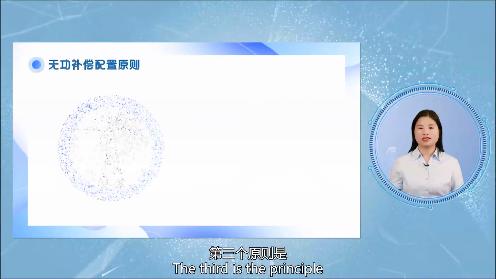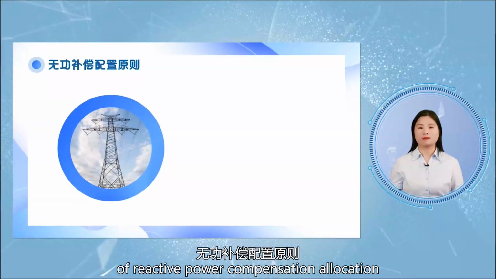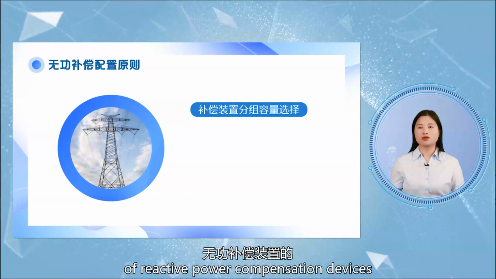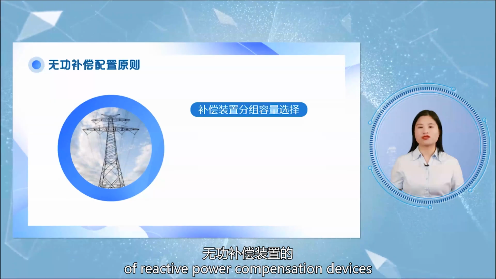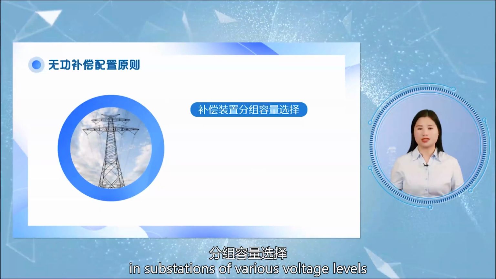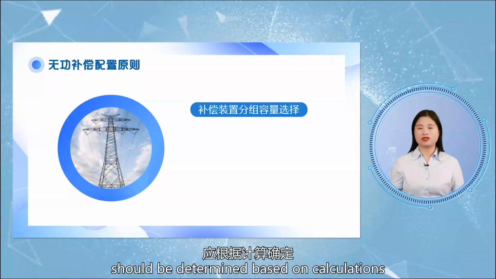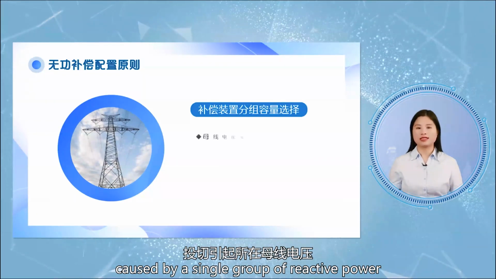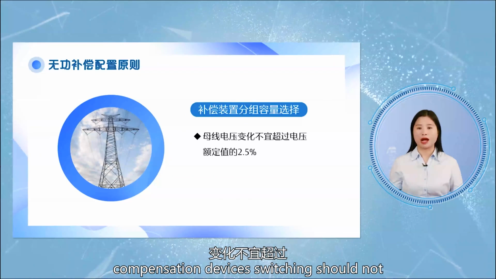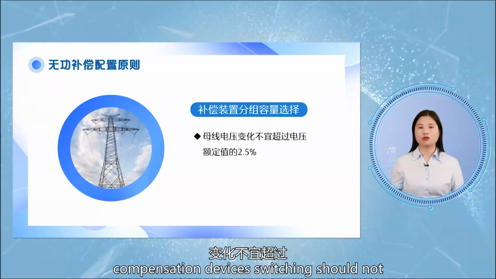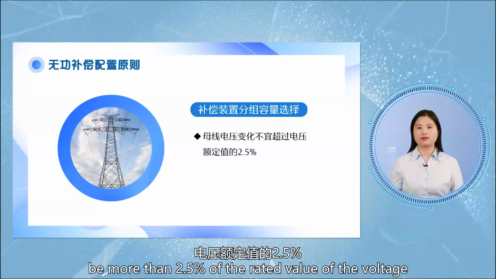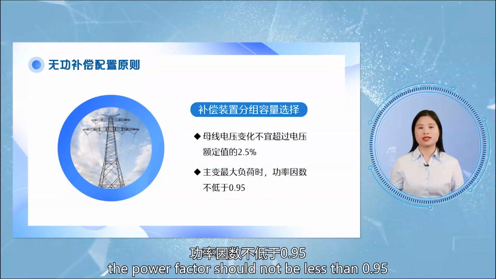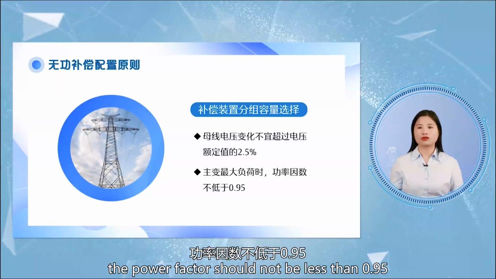The third is the principle of reactive power compensation allocation, which refers to the selection of the group capacity of reactive power compensation devices in substations of various voltage levels should be determined based on calculations. The maximum voltage change of the busbar caused by a single group of reactive power compensation devices switching should not be more than 2.5% of the rated value of the voltage and meet the maximum load of the main transformer. The power factor should not be less than 0.95.